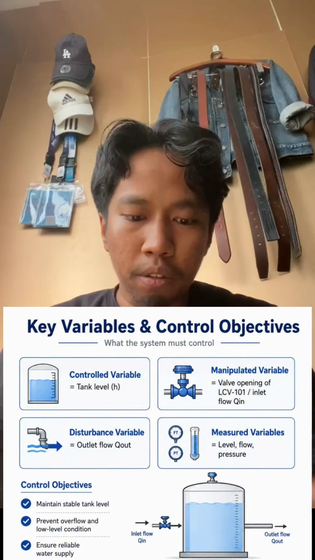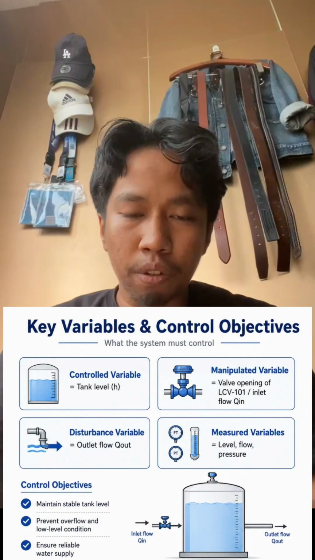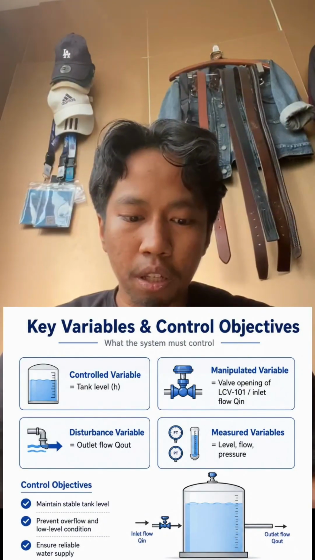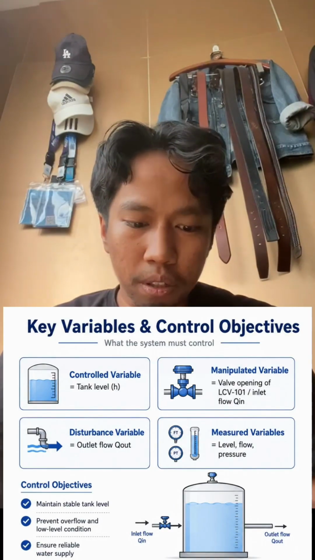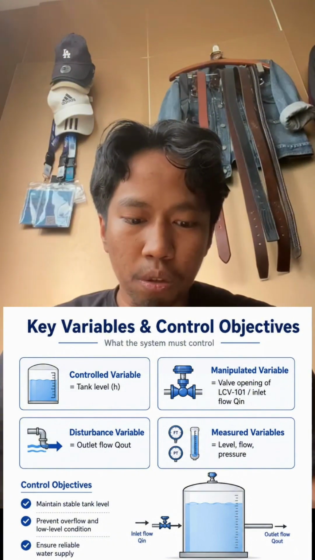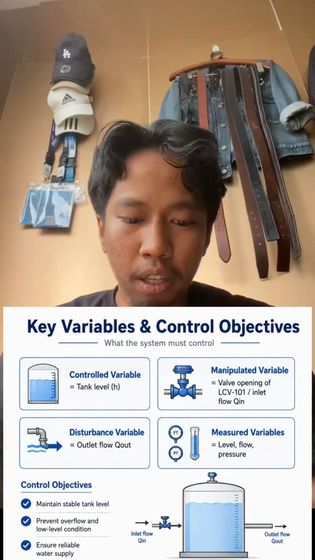The manipulated variable is the valve opening of LCV101. By changing the valve opening, the inlet flow rate into the tank can be controlled. The disturbance variable is the outlet flow rate Qout. This is because the outlet flow can change depending on water demand.